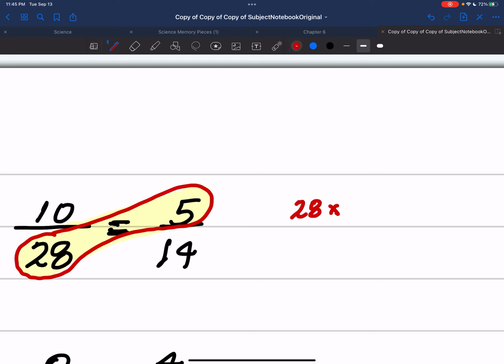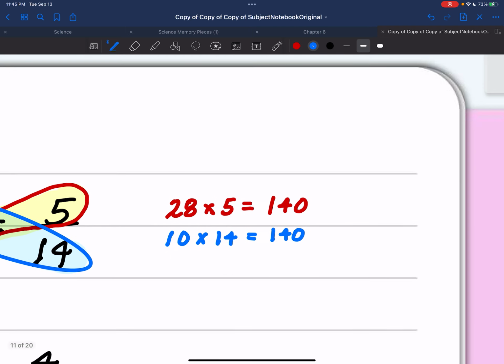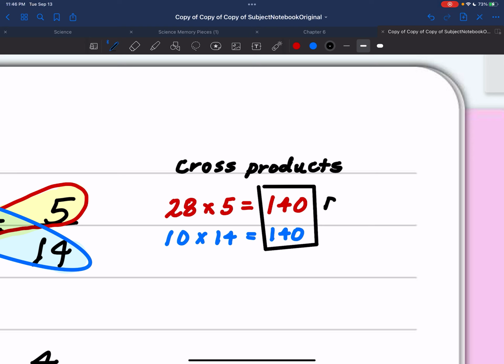So 28 times 5, and I'm going to use my calculator because I don't do math in my head very well. I have dyslexia, and so that makes a difference. All right, let's do the other way. So here's a peanut with a 10 and a 14, and we always do what with peanuts? You always multiply them. Okay, so we're going to have 10 times 14 is 140. Now, if you get an equal number right here, you have a proportion. These are called cross products instead of peanuts. This process is called cross multiplying. If cross products are equal, you have a proportion.